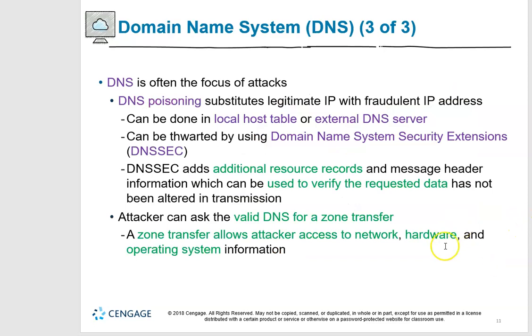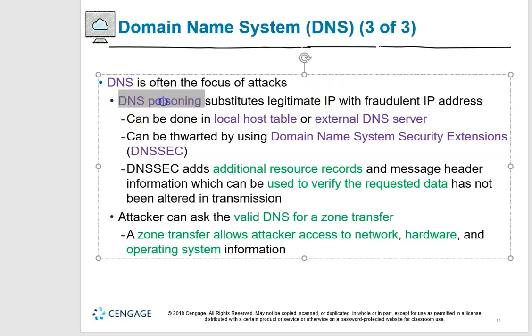So this is often seen, the domain name system is a particularly lucrative target for potential hackers. So it has become a focus of attacks using several approaches. One is DNS poisoning. This is basically polluting or substituting or replacing a legitimate IP with a fraudulent IP in these databases. And there are several ways it can be done. It can be done in the local host table or in the external DNS server like you saw on the last slide. How do you prevent this from happening?